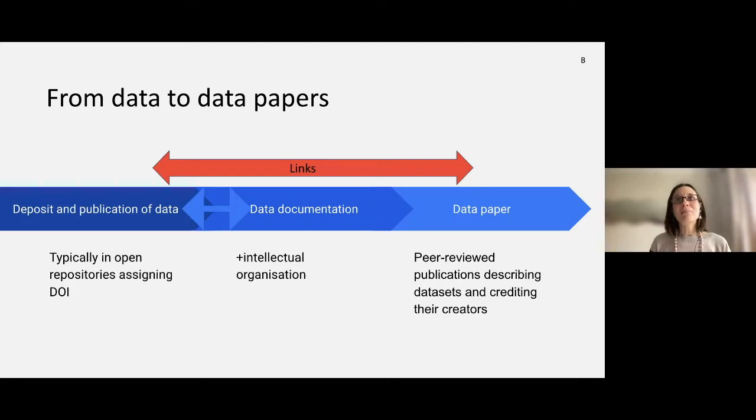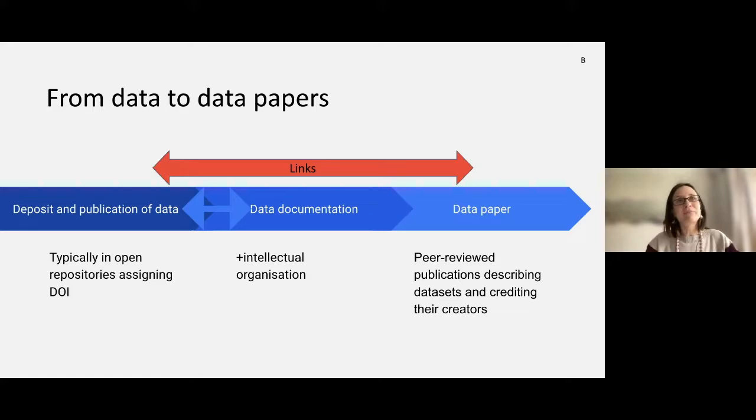And once that's in place, then we have all we need to reach the third stage, which is the data paper. So what is a data paper? We can define a data paper as a peer-reviewed publication that describes a data set. And very importantly, it credits the creators of the data set. So once the data set is in an open repository and has been documented, the data paper really adds the final touches, and it makes this output citable and peer reviewed. And there are constant links between these three objects, as we'll see in some examples, because they coexist and they need each other.